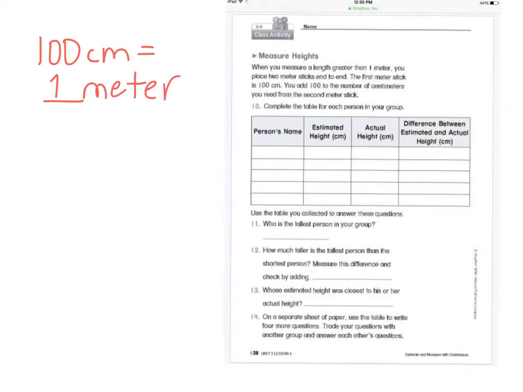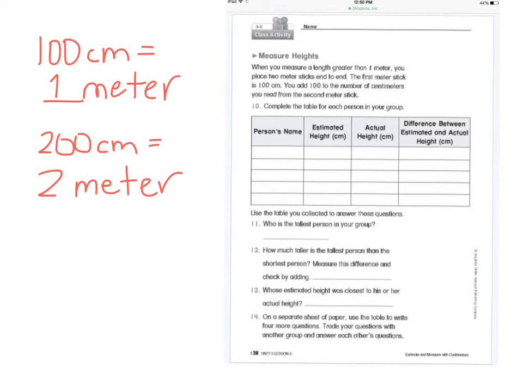So think about if we had someone who was the same height as 2 meter sticks. How tall would they be if they were the height of 2 meter sticks? Well, 1 meter stick is 100. So 2 meter sticks must be 200, and we can say that person would be 2 meters tall or 200 centimeters tall. So what you're going to do now is you're going to get your student activity book on page 138, and you're going to find a group of 4.